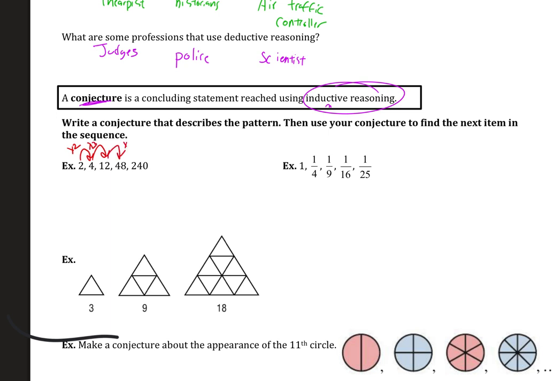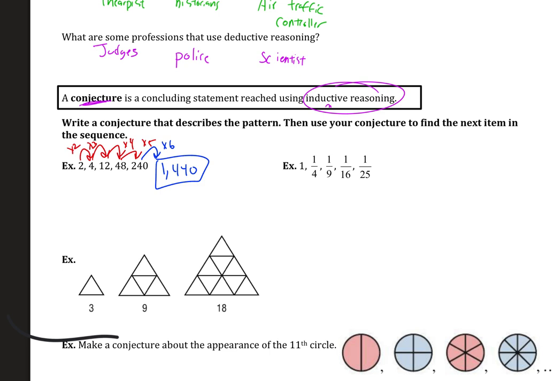12 times 4 is 48, and 48 times 5 is 240. So if this pattern continues, the next number in the sequence would be times 6, which is 1,440. That's simple. All right, let's take a look at the next one.